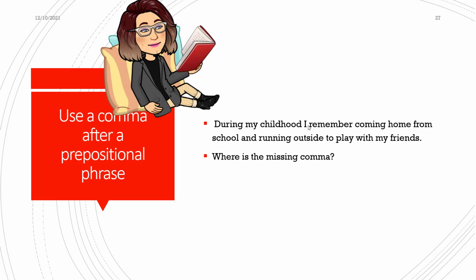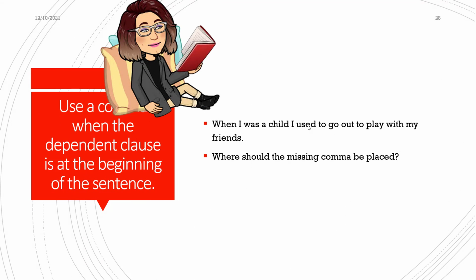"During my childhood," comma, "I remember coming home from school and running outside to play with friends." So use a comma when a prepositional phrase starts a sentence. Here is the same thing. When a dependent clause comes at the beginning of the sentence, you need a comma over here. So, "When I was a child," comma, "I used to go out and play with my friends."